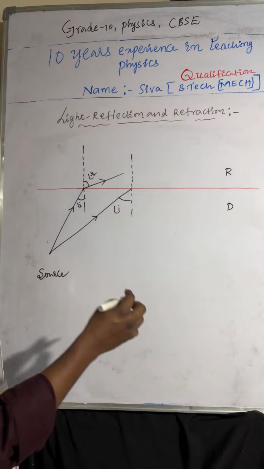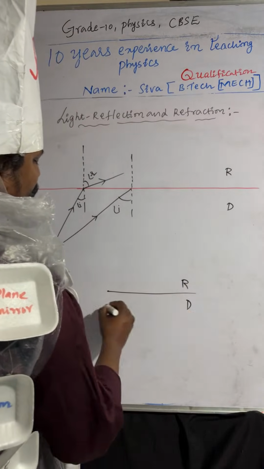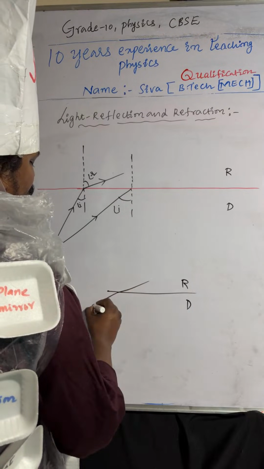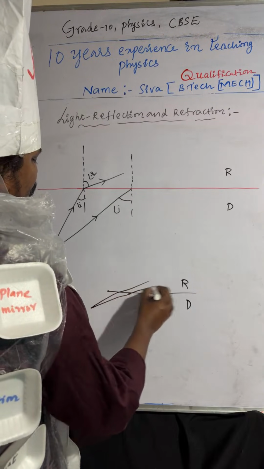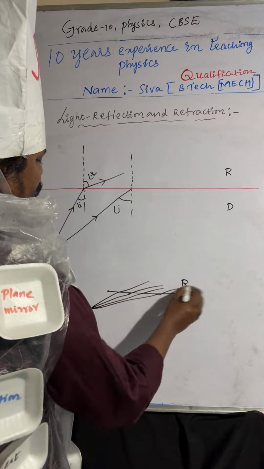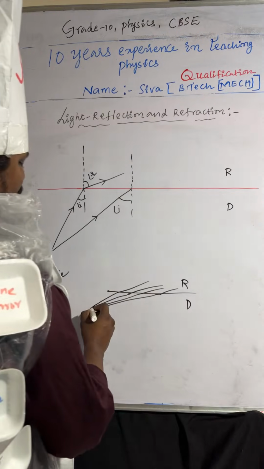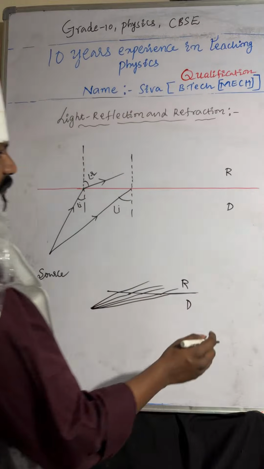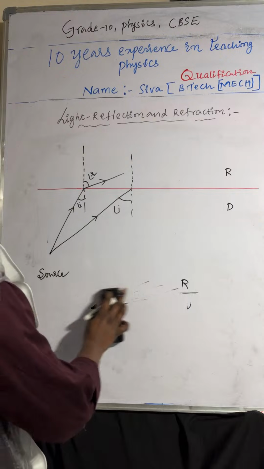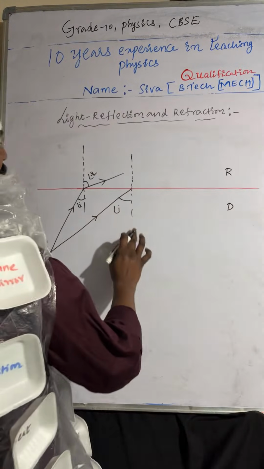And see, normally, I am taking this the rarer medium and denser medium. You keep on sending the light ray. So what is refraction? Refraction is nothing but the path of the light changes at the interface of the two media. And if you keep on sending the light ray at a certain angle, the light ray passes or grazes or moves along the surface, along the interface. Understood or not?